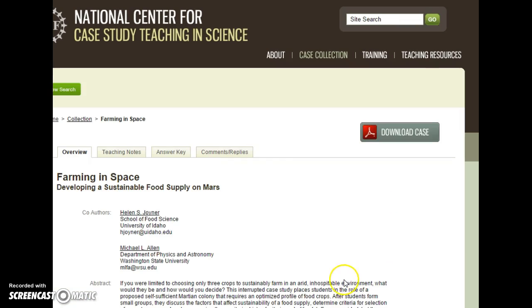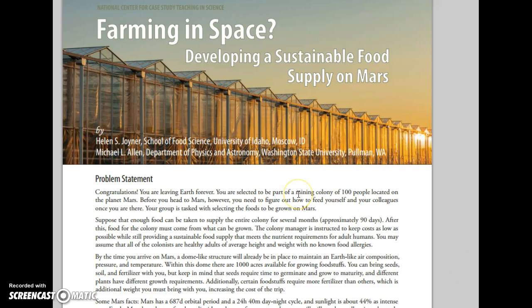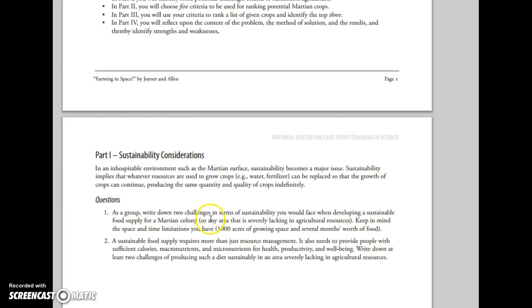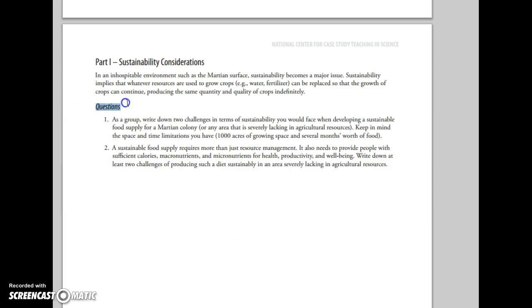This is one that I thought was pretty cool, Farming in Space. You can download these cases and use them in your classroom. In this one, students have to develop a sustainable food supply on Mars, so they're given a problem statement. The teacher has already outlined a problem-solving method, different parts of the project that students are going to do. Some questions go along with this as well.